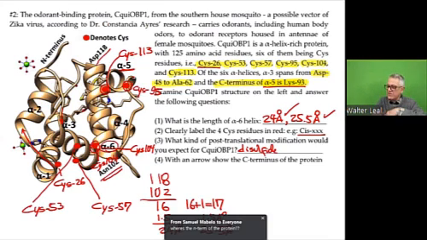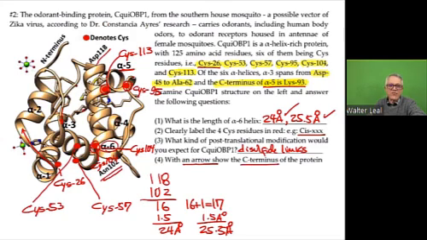The question now is, what kind of post-translational modification would happen? Disulfide bridge, right? Disulfide links. And with an arrow, show the C terminus of the protein. Let's follow the C terminus of the protein here. That's alpha 6 ending there. Let's follow alpha 6 now, and we see the end of the protein. Let's mark it there very clearly with an arrow so that when we grade, we don't have any misunderstanding.